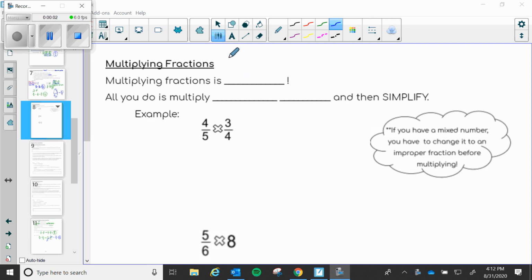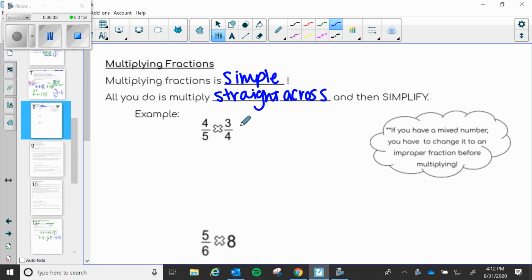Today's lesson is multiplying fractions. So multiplying fractions is actually really simple. It's way easier than adding and subtracting, and it's pretty similar to what you'll do with dividing. All you have to do is multiply your numerator and denominator straight across. So you're not cross multiplying, you're not doing anything crazy, just straight across.